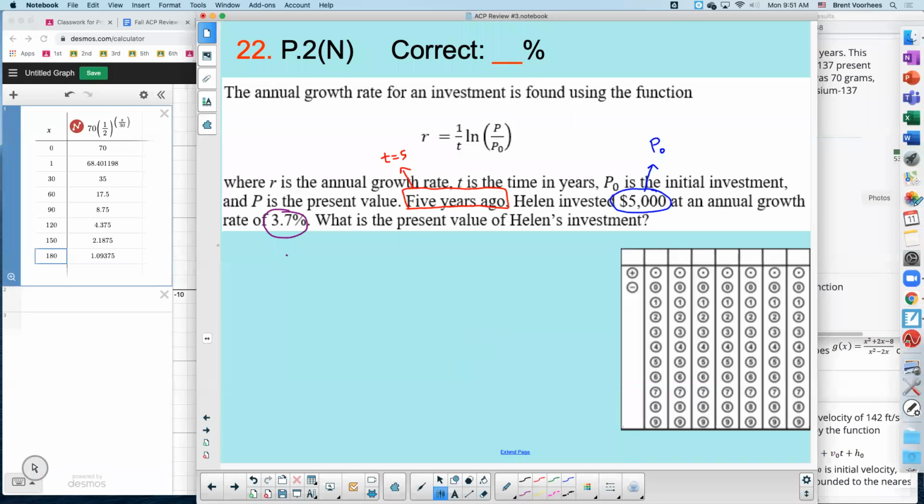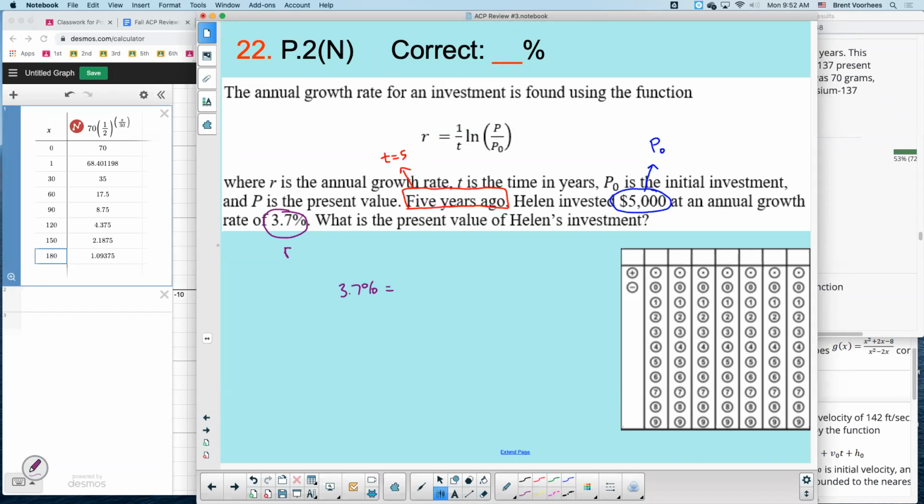Okay, it's the R. So this is R. If we wanted to solve this, what we could do is just plug in our values. So 3.7%, which I'll get rid of the percent in a second, is equal to 1/5 natural log. We don't know the present value, but we do know the initial value was 5,000. If I solve this in the calculator, I should get the answer.